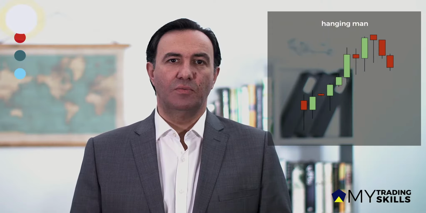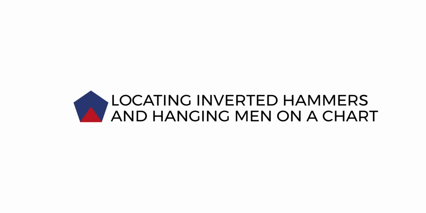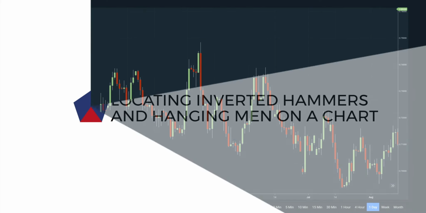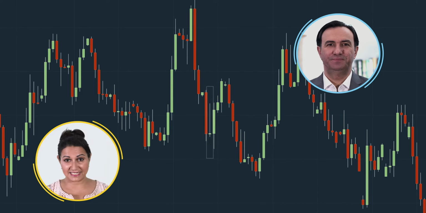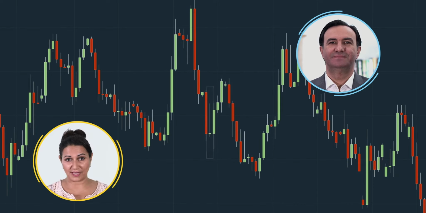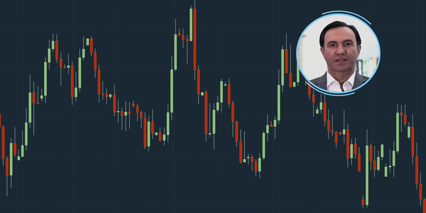Got it. And what about a hanging man pattern? With a hanging man pattern, the inverse is true again. The bears have countered against the prevailing trend and the bulls have pushed back. Let's look for these on a chart. We can see an inverted hammer form here. Yes, it's in a downtrend. Long upper wick, small body. Quite right, but this reversal fizzled out.